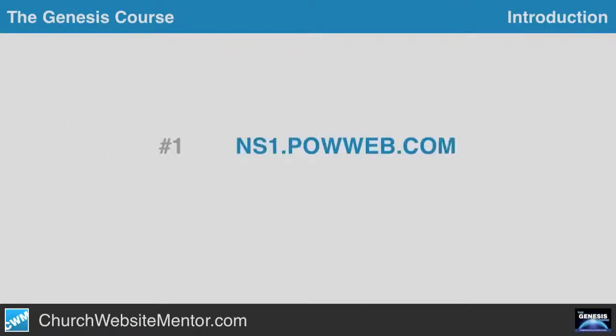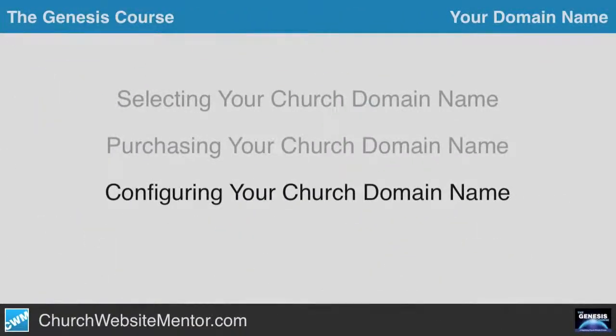You'll have a couple name server options. Number one, you want it to be ns1.powweb.com, and then the second name server to be ns2.powweb.com. And this tells GoDaddy that your domain is hosted at PowWeb, and these are the name servers that PowWeb has designated when you're hosting through them. So it's as simple as that. That's how we configure our church domain name.